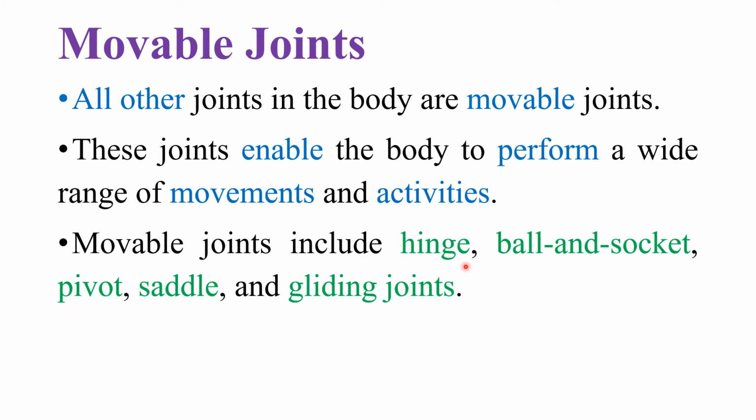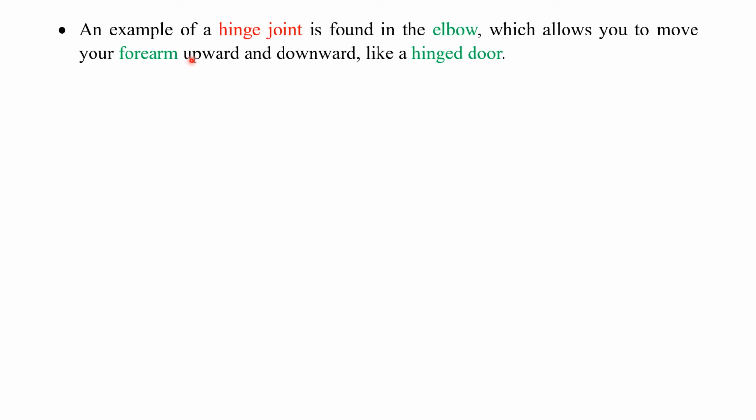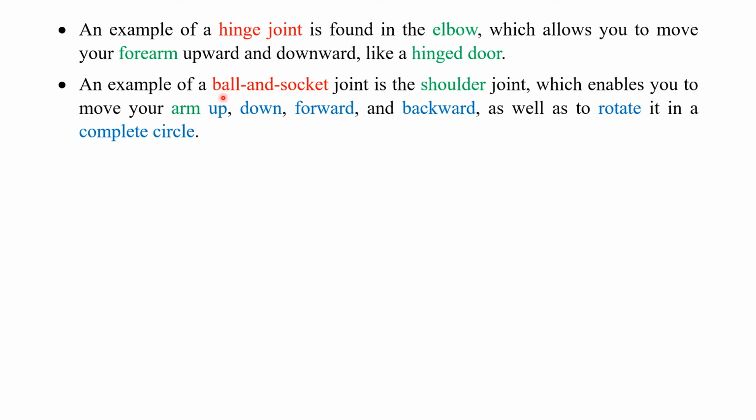Movable joints include hinge, ball and socket, pivot, saddle, and gliding joints. An example of a hinge joint is found in the elbow, which allows you to move your forearm upward and downward like a hinged door. An example of a ball and socket joint is the shoulder joint, which enables you to move your arm up, down, forward and backward, as well as rotate it in a complete circle.